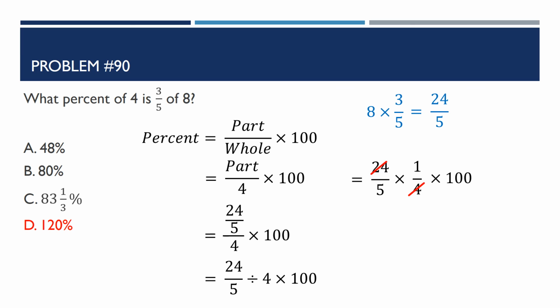And then we can reduce this, divide both by 4. 24 divided by 4 is 6, and 4 divided by 4 is 1, or you may not write 1 anymore. And then it will be 6/5 times 100. We can reduce this further. 5 and 100 are both divisible by 5, so 100 becomes 20. And we are left with 6 times 20, which is 120. And that is the answer.